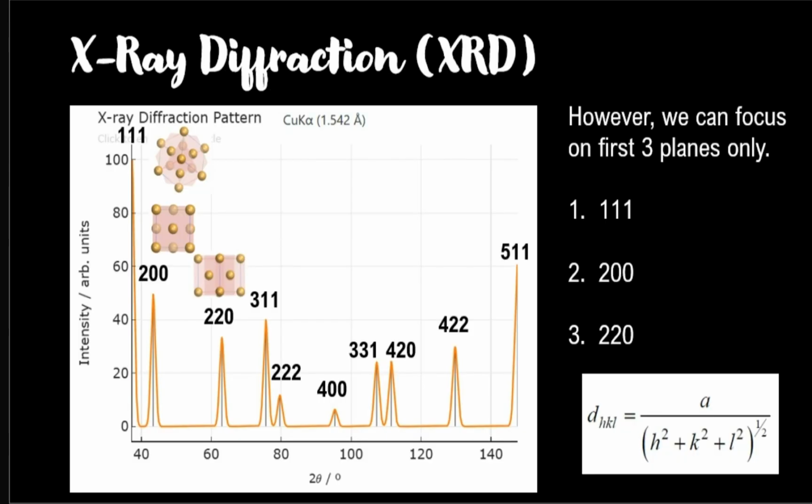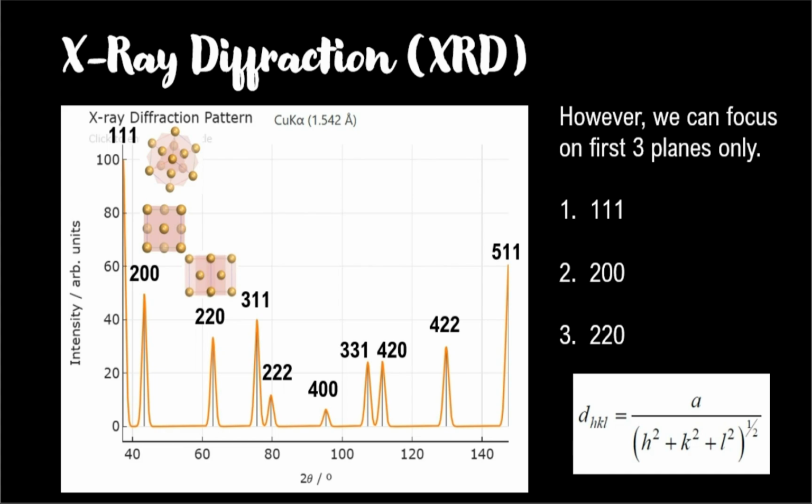For characterization, the first one is XRD. We can see here the XRD diffraction pattern of gold. Here we focus on the first three planes. So it's the 111, 200, and 220 planes.